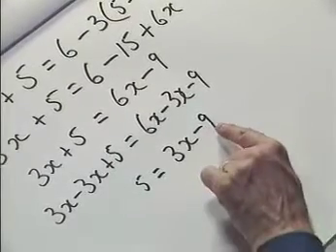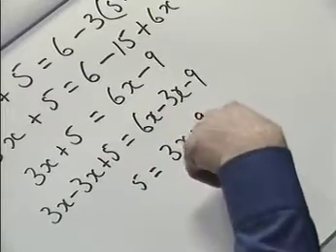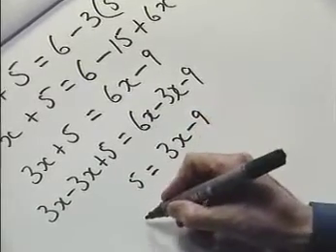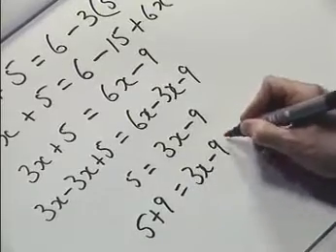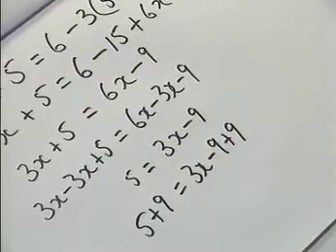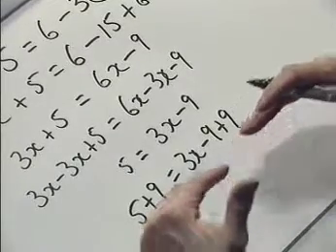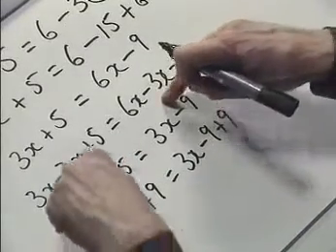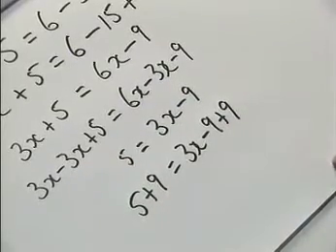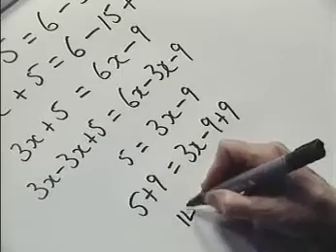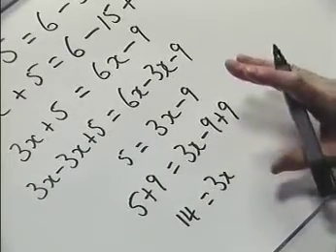Now we need to get the constant terms, the numbers together. So to do that we would add 9 to each side. So 5 plus 9 is equal to 3x minus 9 plus 9. So again, we're doing the same thing to both sides. Here we took 3x away from each side. Here we're adding 9 to each side. So 5 and 9 is 14 equals 3x, and with minus 9 plus 9, that's 0.